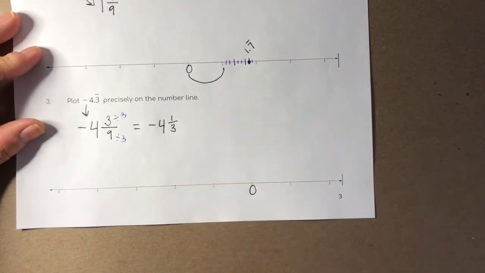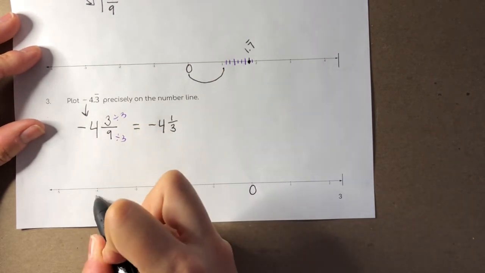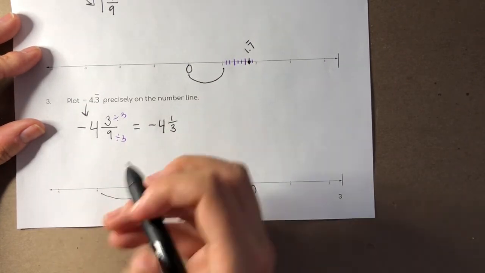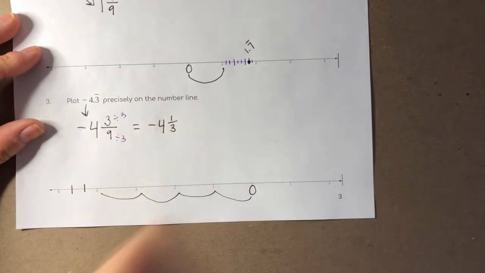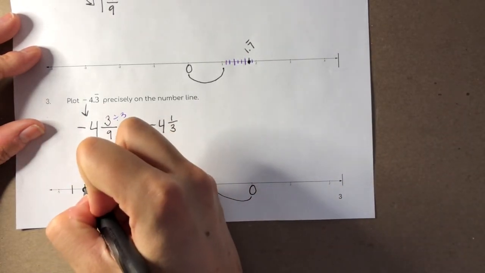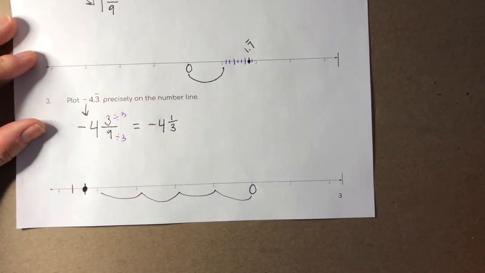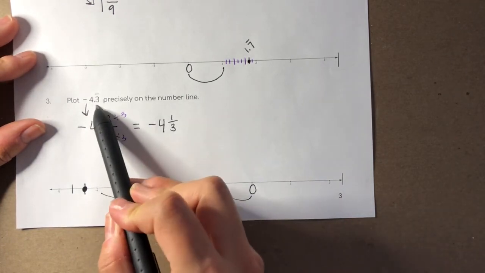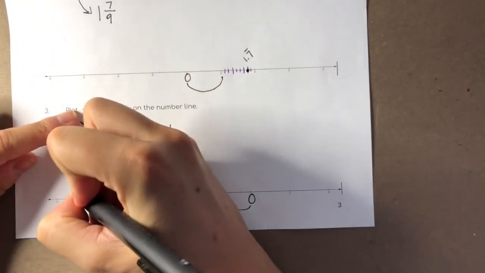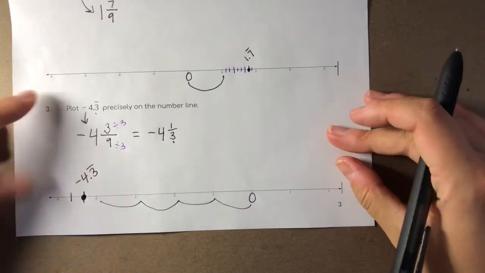So -4 and 1/3 is going to be -1, 2, 3, 4 units over, away from 0, so I'll draw my little jumps. And then that next space I break up into 3 equal pieces. -1, -2, -3, -4, and 1 more third over is where this number should go. When I write it on the number line, I'm going to write it as the form it was given to me in, even though I know that these are all equal to each other. I'm going to write -4.3 repeating above that dot.